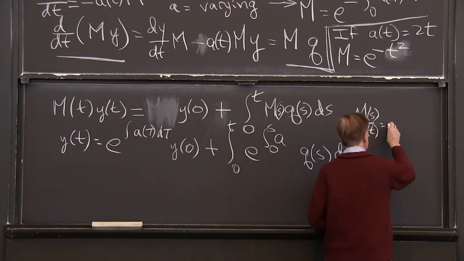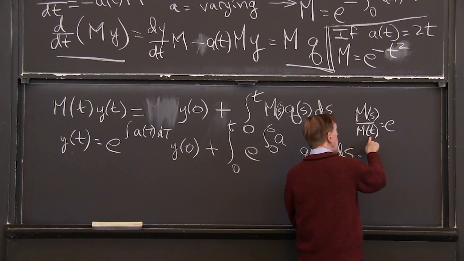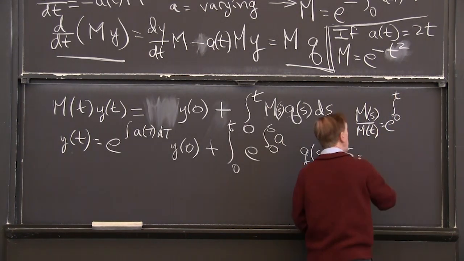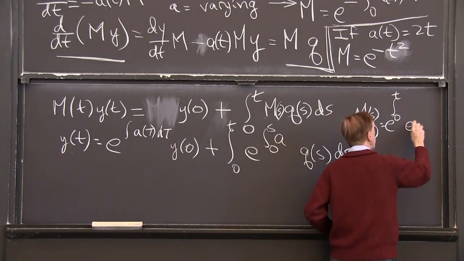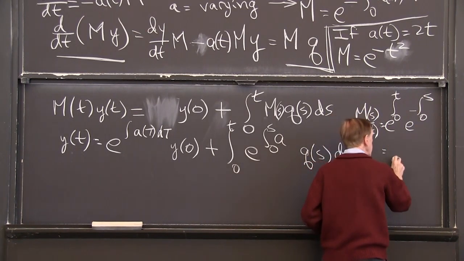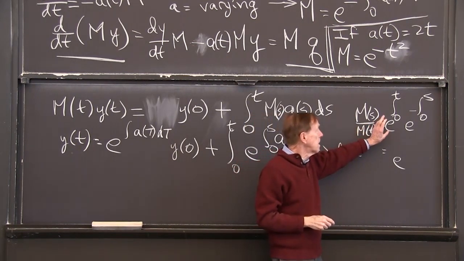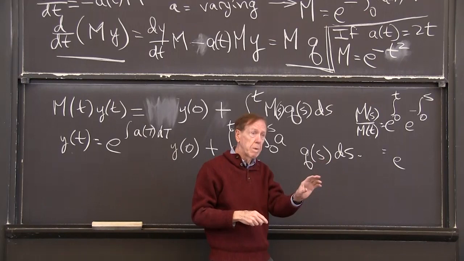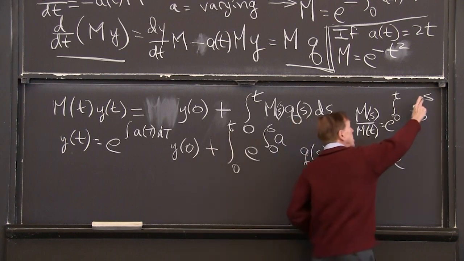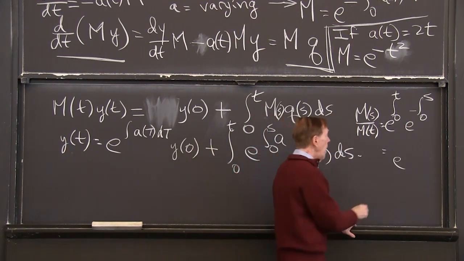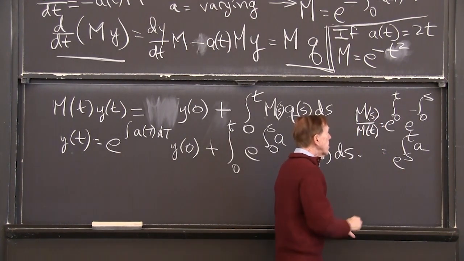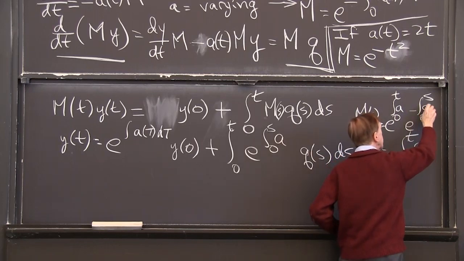So this is a e to the, dividing by m is the integral from 0 to t, and then I'm multiplying by e to the minus the integral from 0 to s. The rule for exponents is, if I have a product of two exponentials, I add the exponents. When I add this to this knocks off the lower half of the integral. I'm left with the integral from s to t of a. So this was an integral of a minus an integral of a.